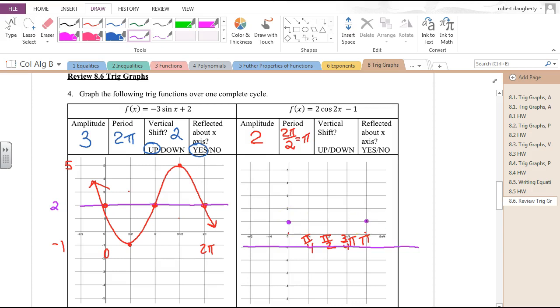Normally halfway between, the cosine is 1 below. When I multiply that by 2, I'm going to be 2 below the line. And then halfway in between those first 2 points is 0, and the second 2 points is 0. We see a curve that does this and continues on. Okay? And so let's see, vertical shift was 1 down, reflected about the axis was no in this case.